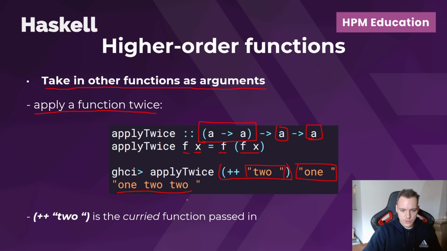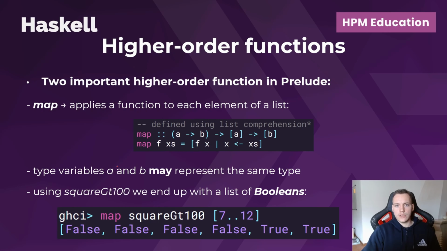That's the result. Now we'll look at two important, or what I consider very important, higher order functions in the prelude. The first one being map, which is, I think, the most important one. It's a function for working with lists. And what this function does is apply a function. So it's a higher order function. It accepts a function and applies it to each element of a list.